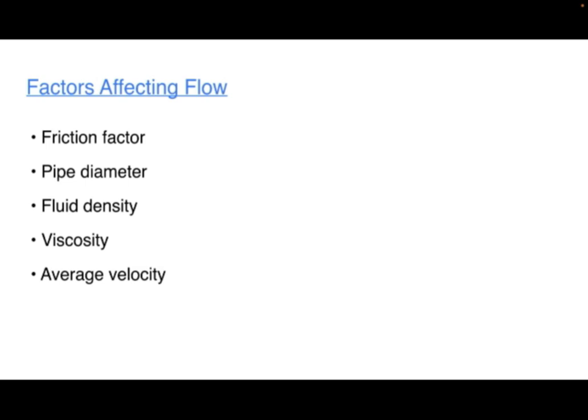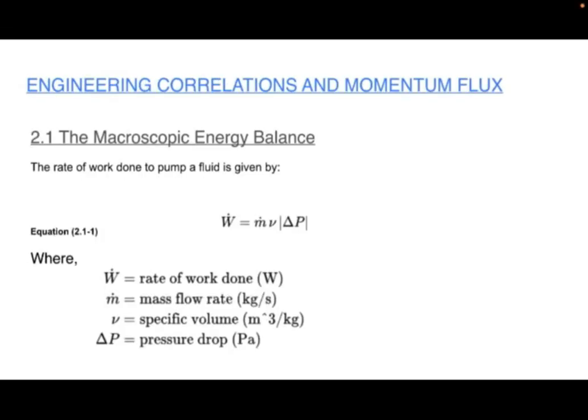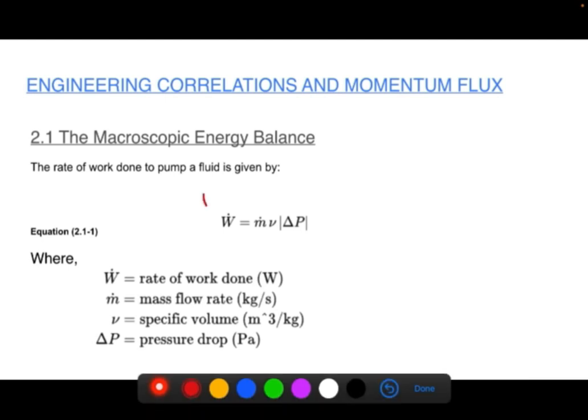Pressure gradient. In fully developed flow, the pressure gradient is constant. It determines the flow rate and also determines the energy losses. Engineering correlations and momentum flux. We use macroscopic energy balance to get the rate of work done to pump a fluid, given by rate of work equals mass flow rate times work done.